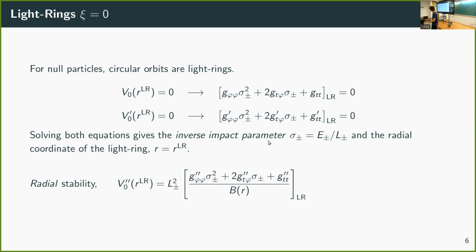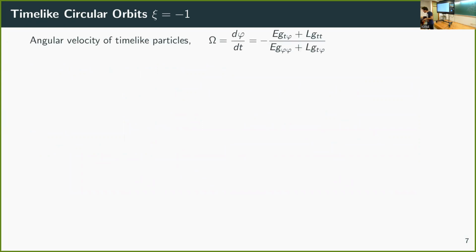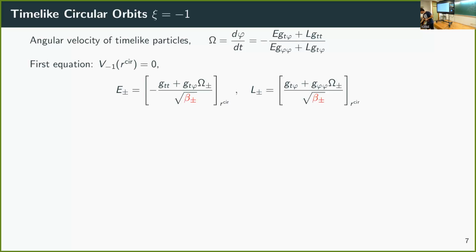You can then look into the radial stability by solving this equation and see if it is positive or negative to see if it is unstable or stable. You can then do exactly the same for time-like particles, but now the results are a bit more complicated. But they can be simplified a bit by introducing the angular velocity of time-like particles. With this equation and with the first one, the potential equal to 0, you can find an expression for the energy and the angular momentum written in terms of the metric functions and the angular velocity.